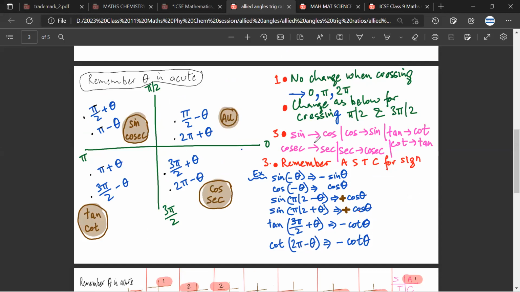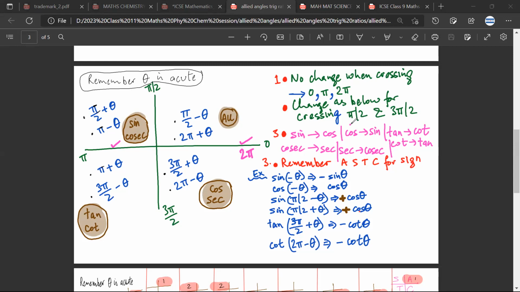So this is how you can remember. No change when crossing 0, pi or 2 pi. So whenever the angles are, for example, pi plus theta or pi minus theta, or 0 plus theta, 0 minus theta, or 2 pi plus theta, 2 pi minus theta, there would be no change in the function. Sine would remain sine, cos would remain cos, tan would remain tan.